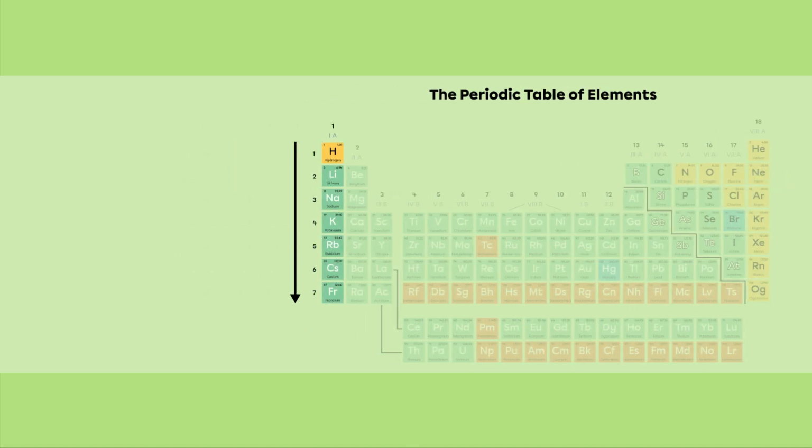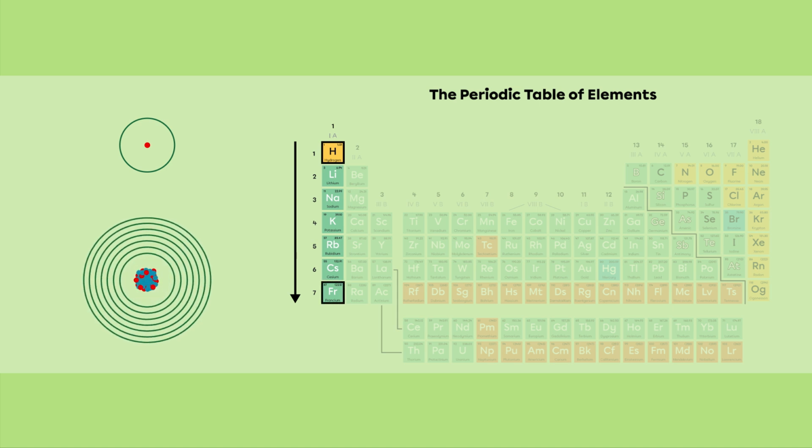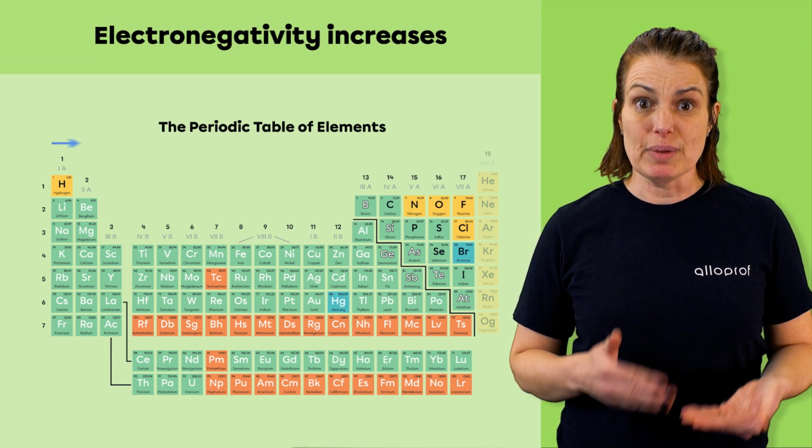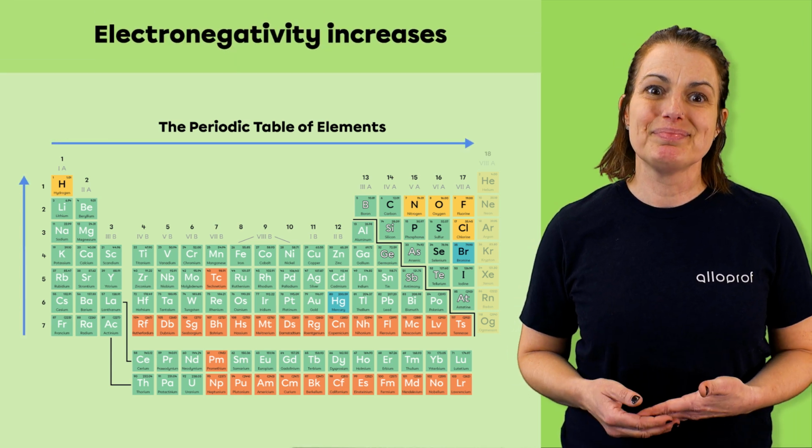Going down within the same group, atoms have more and more electron shells. This means that the last electron shell is located further and further away from the nucleus. Therefore, the distance between the last electron shell and the nucleus is smaller for hydrogen than for francium. The francium nucleus therefore attracts less electrons involved in a chemical bond than hydrogen does. The electronegativity of francium is smaller than that of hydrogen. In the periodic table, the electronegativity increases from left to right and from bottom to top.